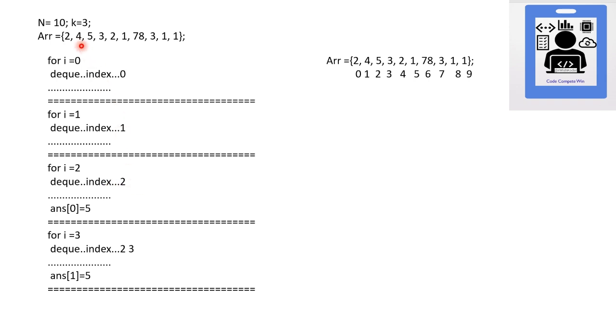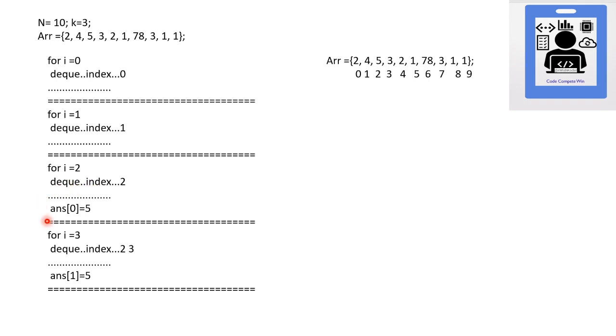Is the value present at index 2 less than or greater than the value present at index 1? We observe that the value at index 2 is greater than the value at index 1, so we pop out the element 1 and insert 2. And now, as you can see, our window size becomes 3, so we store our answer.